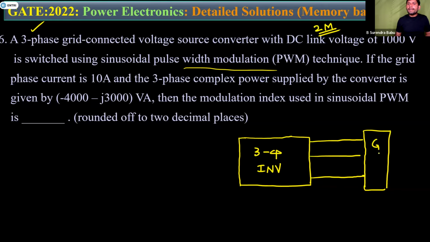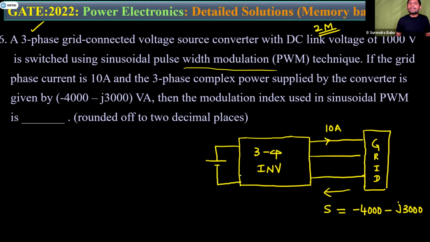This is the grid. It is connected to the grid. The phase current is given as 10 amperes. Yes, friends, the power is given. The total complex power is given as minus 4,000 minus j3,000. Here, negative power means the power is delivered from the grid to the inverter. That is the meaning.